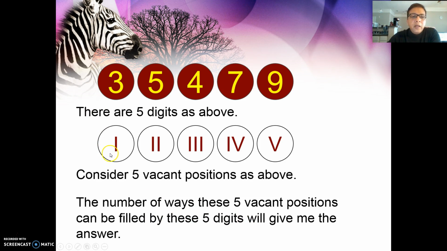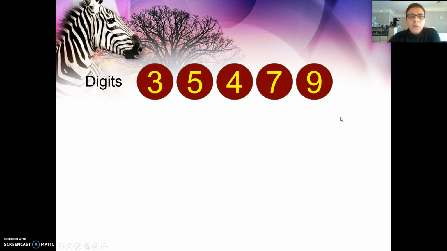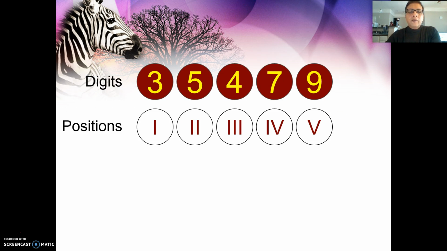So I need to fill each position with one of these numbers, and one number can be used only once. So the total number of arrangements will give me the number of numbers that can be found using these 5 digits. So how to count the number of arrangements? So we start with 5 digits, 5 positions, and the total number of ways we are counting like this.